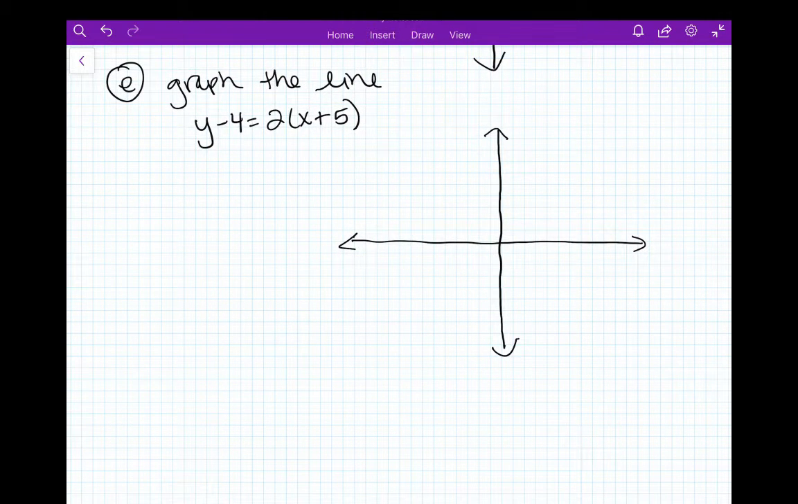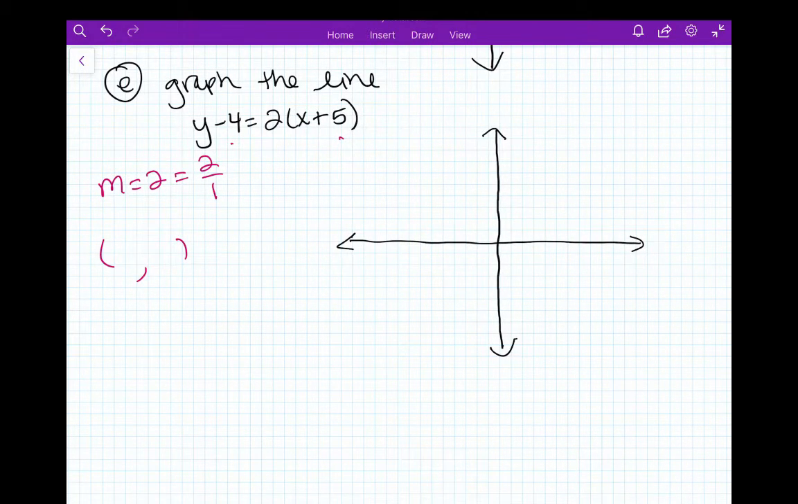Last example, we're going to graph. This is in point-slope form. So my slope is 2, or 2 over 1, if that helps you. And what do these numbers mean? Remember, this is my x1, y1. So my point, remember the formula is y minus y1. So that means my y1 is 4. And x minus x1, well, but that's a plus sign. So that means my x1 must be negative 5.